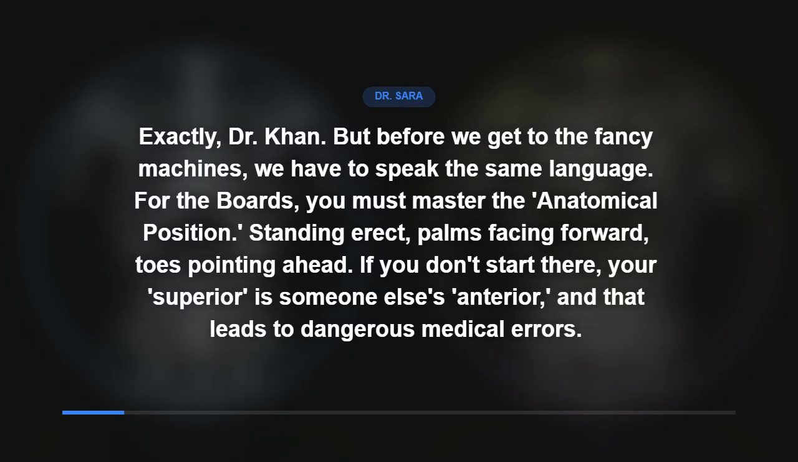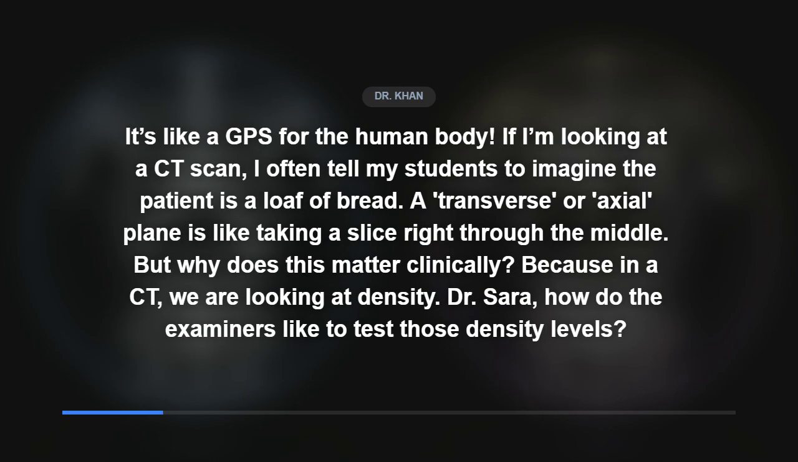Exactly, Dr. Khan. But before we get to the fancy machines, we have to speak the same language. For the boards, you must master the anatomical position. Standing erect, palms facing forward, toes pointing ahead. If you don't start there, your superior is someone else's anterior, and that leads to dangerous medical errors. It's like a GPS for the human body.